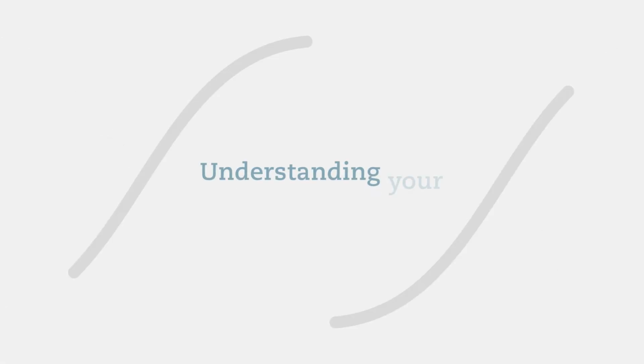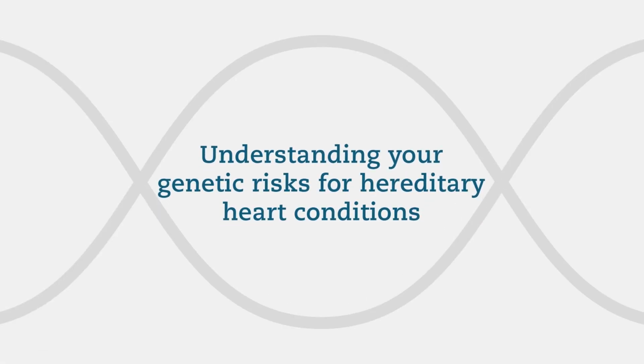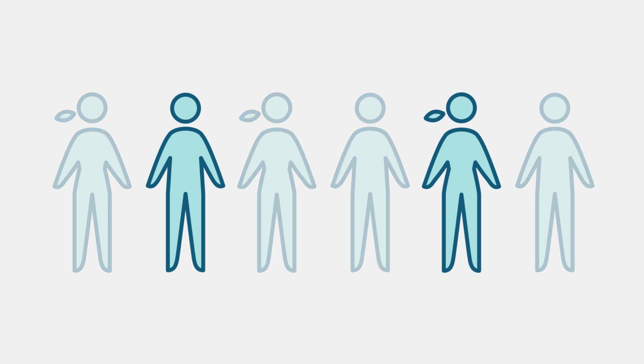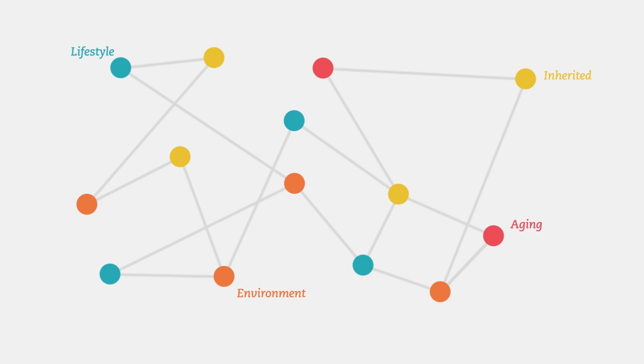Color's hereditary heart health test. Learning if you have an increased risk for hereditary heart conditions can make a difference. About one-third of all U.S. adults will develop heart disease during their lifetime. Heart disease is caused by many factors.